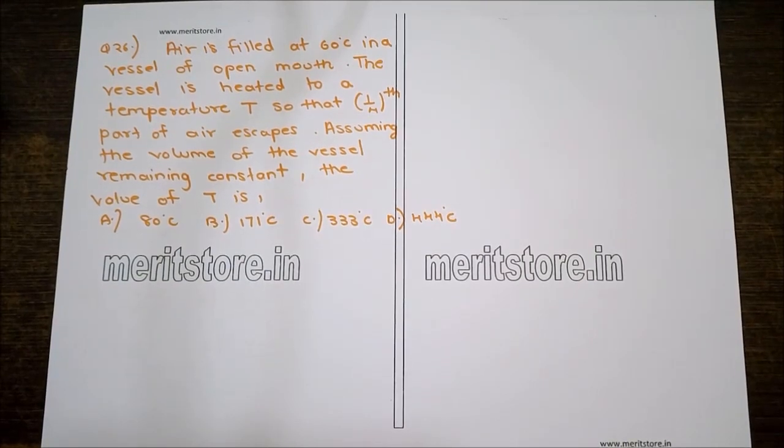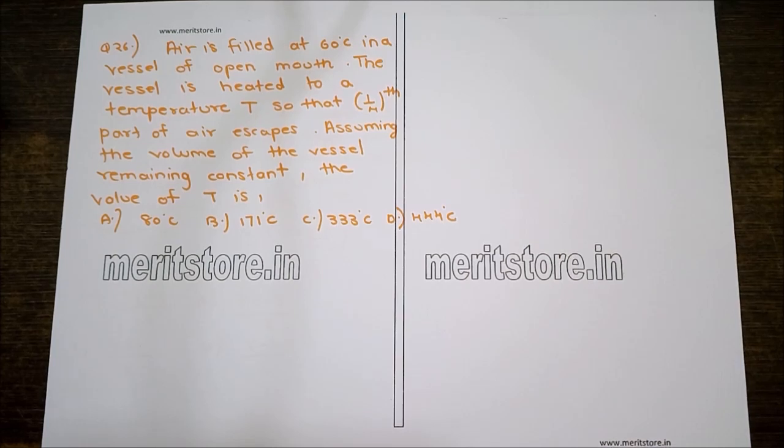Air is filled at 60 degrees Celsius in a vessel of open mouth. The vessel is heated to a temperature T so that 1/4 of the part of air escapes. Assuming the volume of vessel remaining constant, the value of T is, the options given are 80 degrees Celsius, 171 degrees Celsius, 333 degrees Celsius and 444 degrees Celsius.